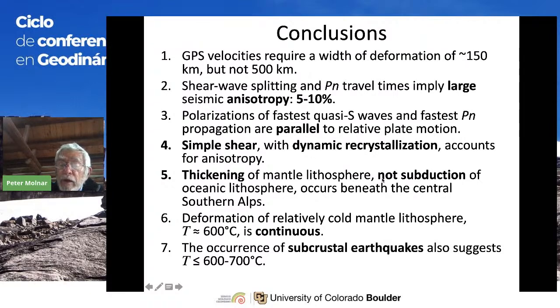Thickening of mantle lithosphere, not subduction of oceanic lithosphere, occurs beneath the central Southern Alps. Central part, not the southern or northern part, but the central part where one simply has thickened crust and thickened mantle lithosphere. The deformation of relatively cold mantle lithosphere, therefore, is continuous. It doesn't occur by faulting. It occurs by continuous pervasive deformation. And the occurrence of subcrustal earthquakes also suggests temperatures less than 600 to 700 degrees in a very cold environment.